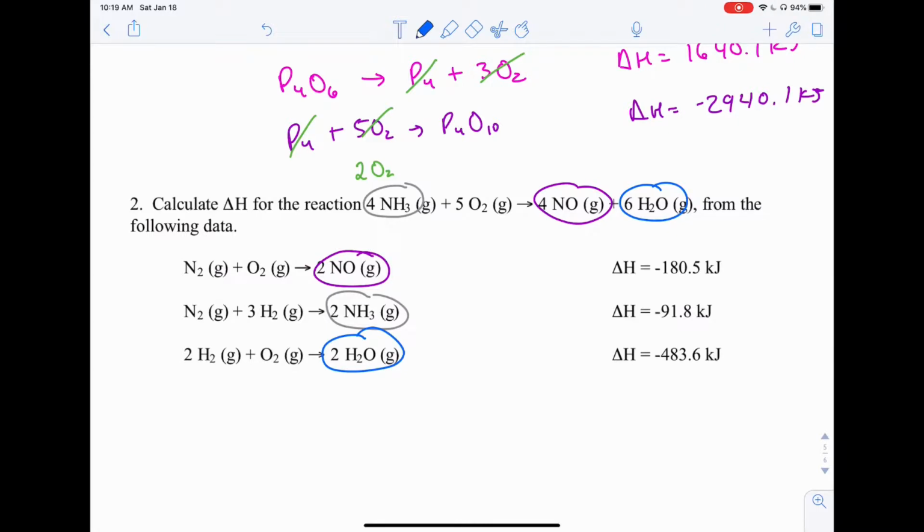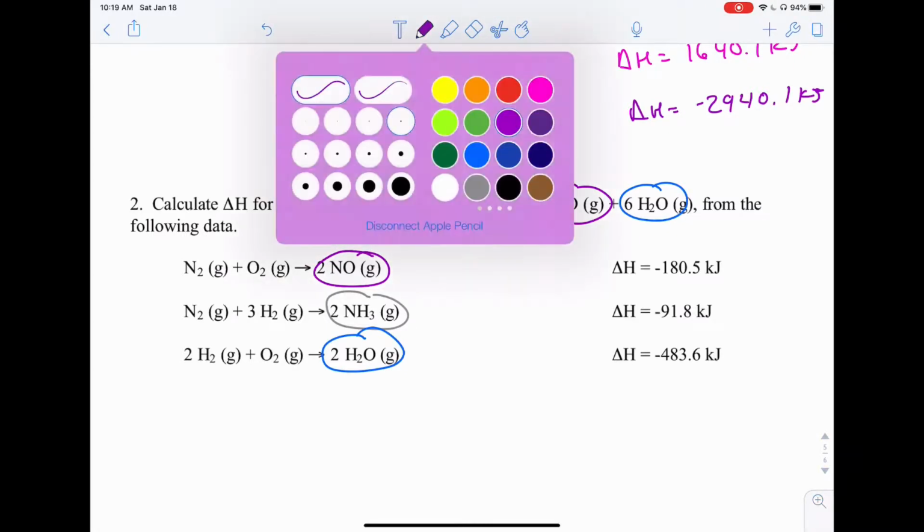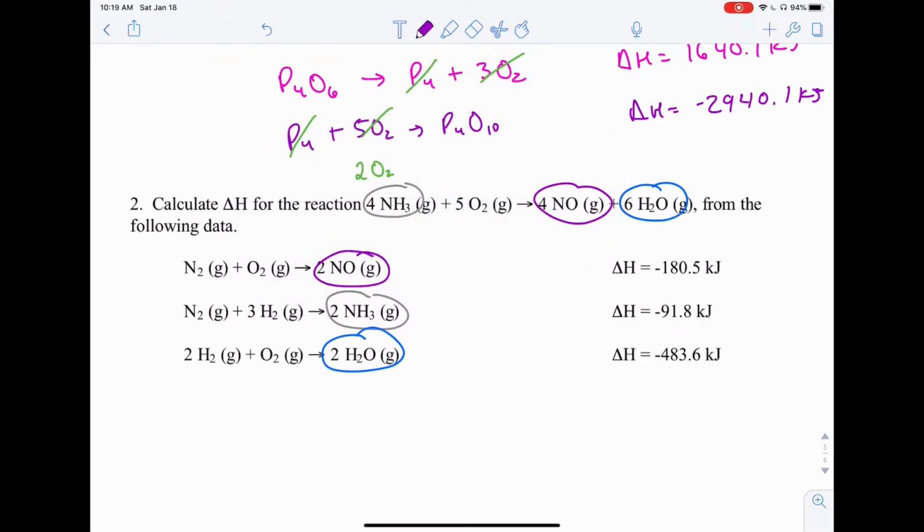So in this case, we realize that the NO, what do we have to do to the NO? Multiply by 2 and leave it like that. So the reaction will now become 2N2 plus 2O2 yields 4NO, which then is multiplying this reaction by 2. Yes?